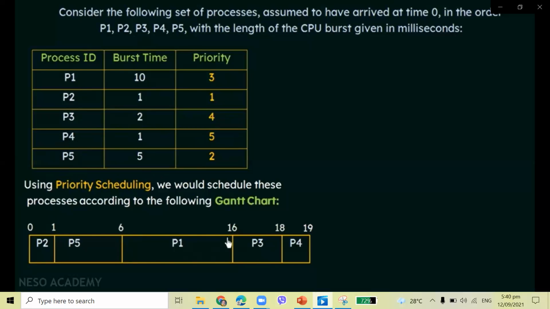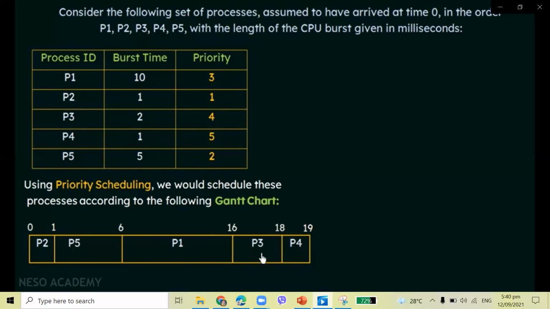And after that, who will get the CPU? Let's see. P1's priority was 3. So what is the next highest priority after P1's priority of 3? It is P3 with a priority of 4. So P3 will now get the CPU and execute for 2 milliseconds. So 16 plus 2 is 18. So up to the 18th millisecond, P3 uses the CPU.